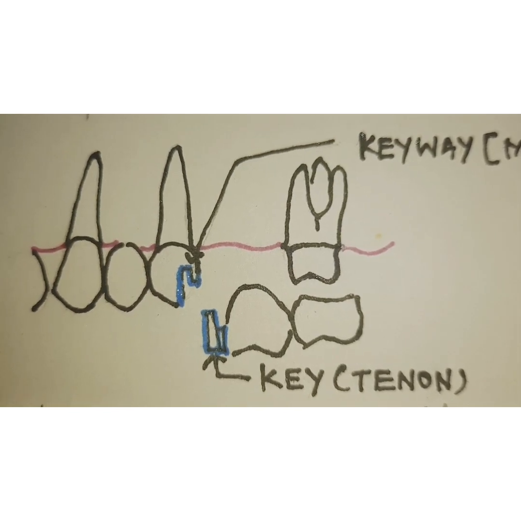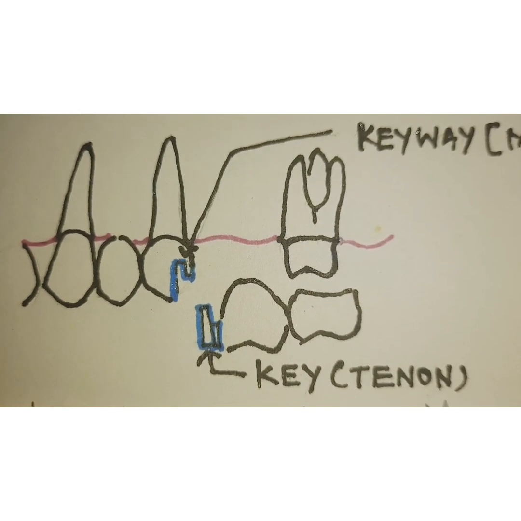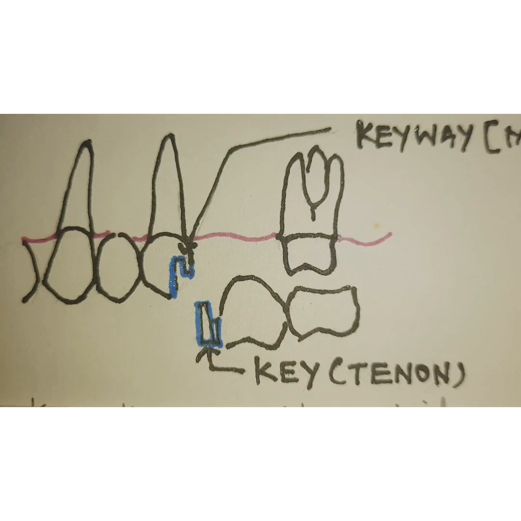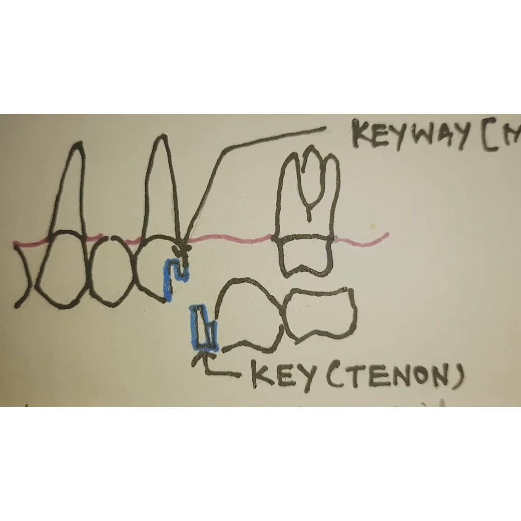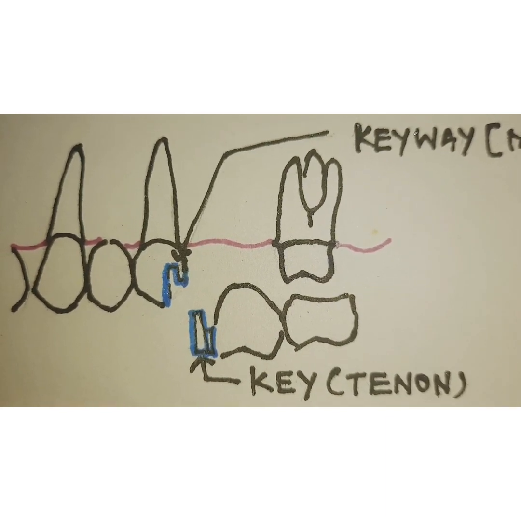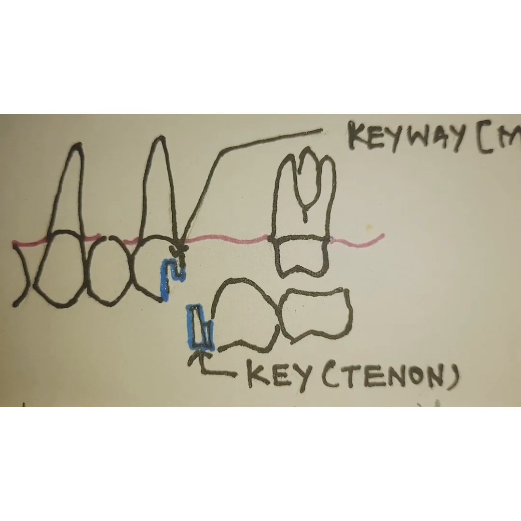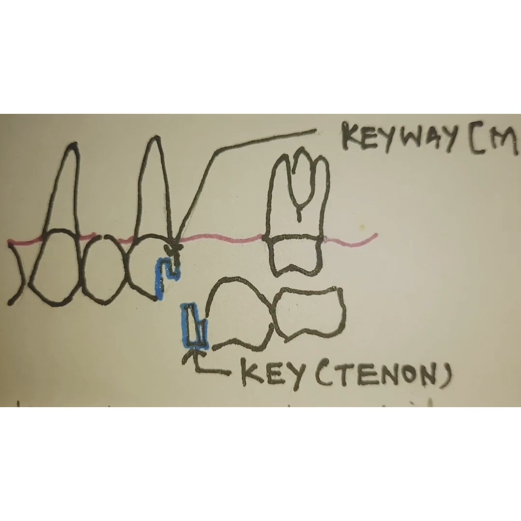So first we are going to cement the anterior part of the bridge, which is having the keyway, that is the mortise part. Once it is cemented, then you are going to cement the other part of the bridge, and don't cement the key with the keyway. It is only placed so that it provides a non-rigid connection between the two parts.